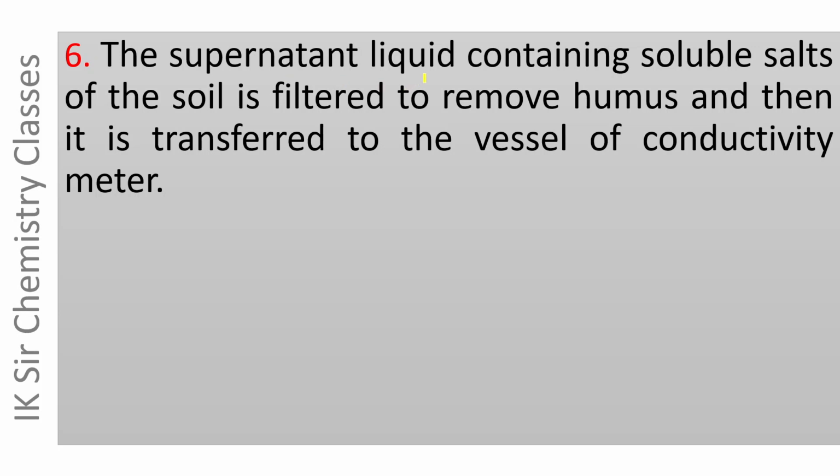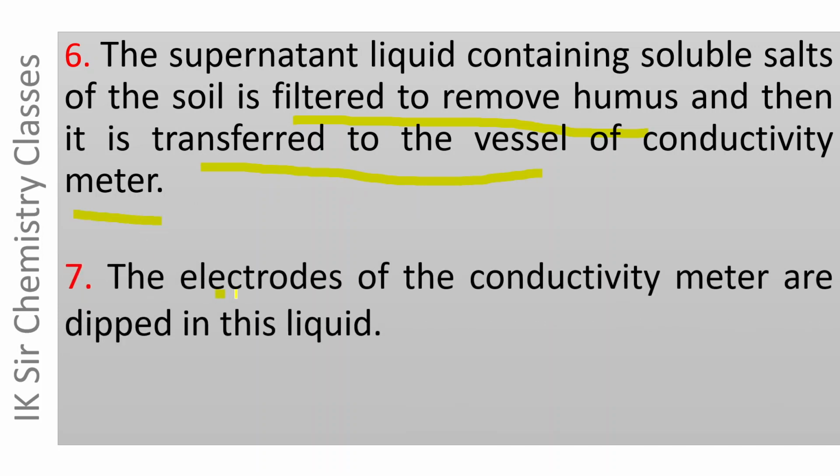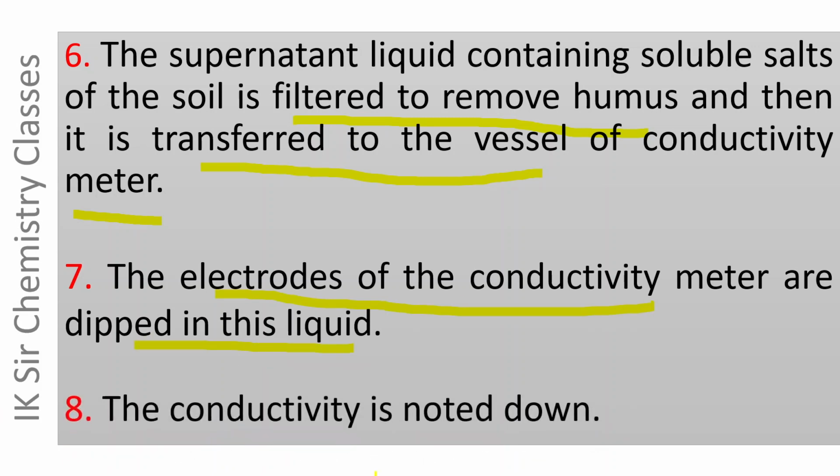The supernatant liquid containing soluble salts of the soil is filtered to remove humus, and then it is transferred to the vessel of conductivity meter. The electrodes of the conductivity meter are dipped in this liquid, and the conductivity of the solution is noted down. And this conductivity of the solution, that is water extract of the soil, is the measure of soil salinity. Greater will be this conductivity, greater will be the soil salinity.